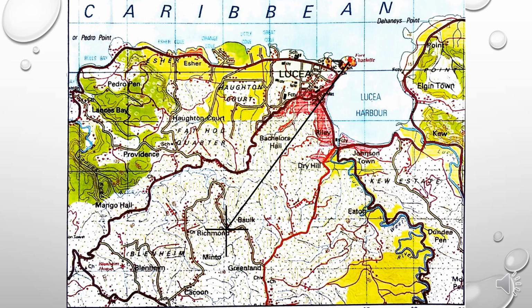Alright, let's try another one. What is the direction of the road junction at Greenland from the bridge at Q? Because the bridge at Q is our from point, we will draw a 4-point compass through it. Then connect the bridge to the road junction by a straight line drawn directly from the center of our 4-point compass.